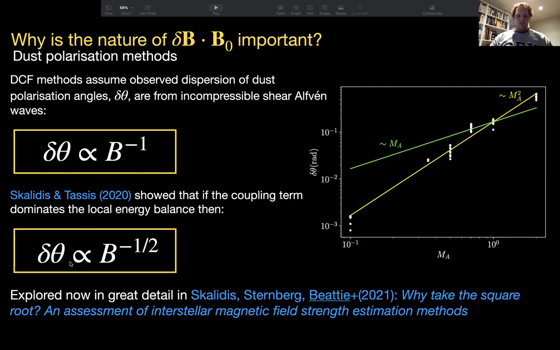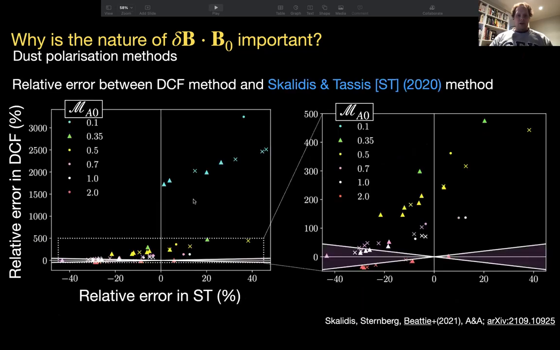So this is the yellow line here. This is following this new relation from Raphael in 2020, and this is the DCF method. Essentially, it goes like Mach alpha here and not Mach alpha squared. So definitely read this paper down here, the square root one, if you want more details on this. But just to give you a very brief overview, the relative error between the DCF method and this new method developed by Raphael is quite astonishing, really.